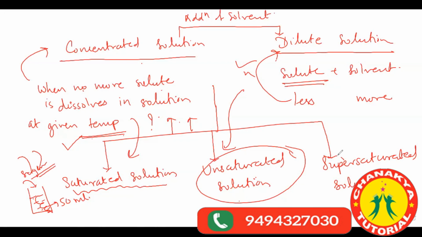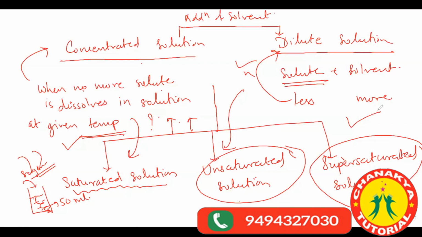Ma'am, when solute cannot dissolve in solution at that given temperature, it's unsaturated, right? Yes. So saturated solution means what? The amount of solute is exactly equal to the capacity of that solution to dissolve it. But if it is more than the saturated solution, then it is called a supersaturated solution. If the quantity of solute is more than the saturation level, then it is called a supersaturated solution at that particular temperature.